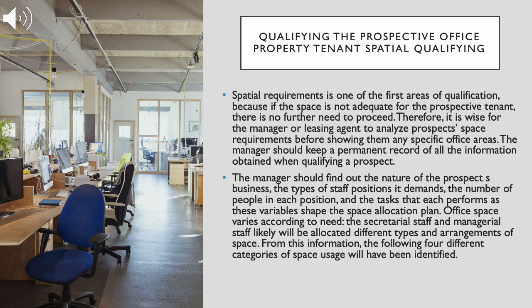The manager should find out the nature of the prospect's business, the types of staff positions it demands, the number of people in each position, and the tasks that each performs, as these variables shape the space allocation plan. Office space varies according to need. The secretarial staff and managerial staff likely will be allocated different types and arrangements of space. From this information, the following 4 different categories of space usage will have been identified.